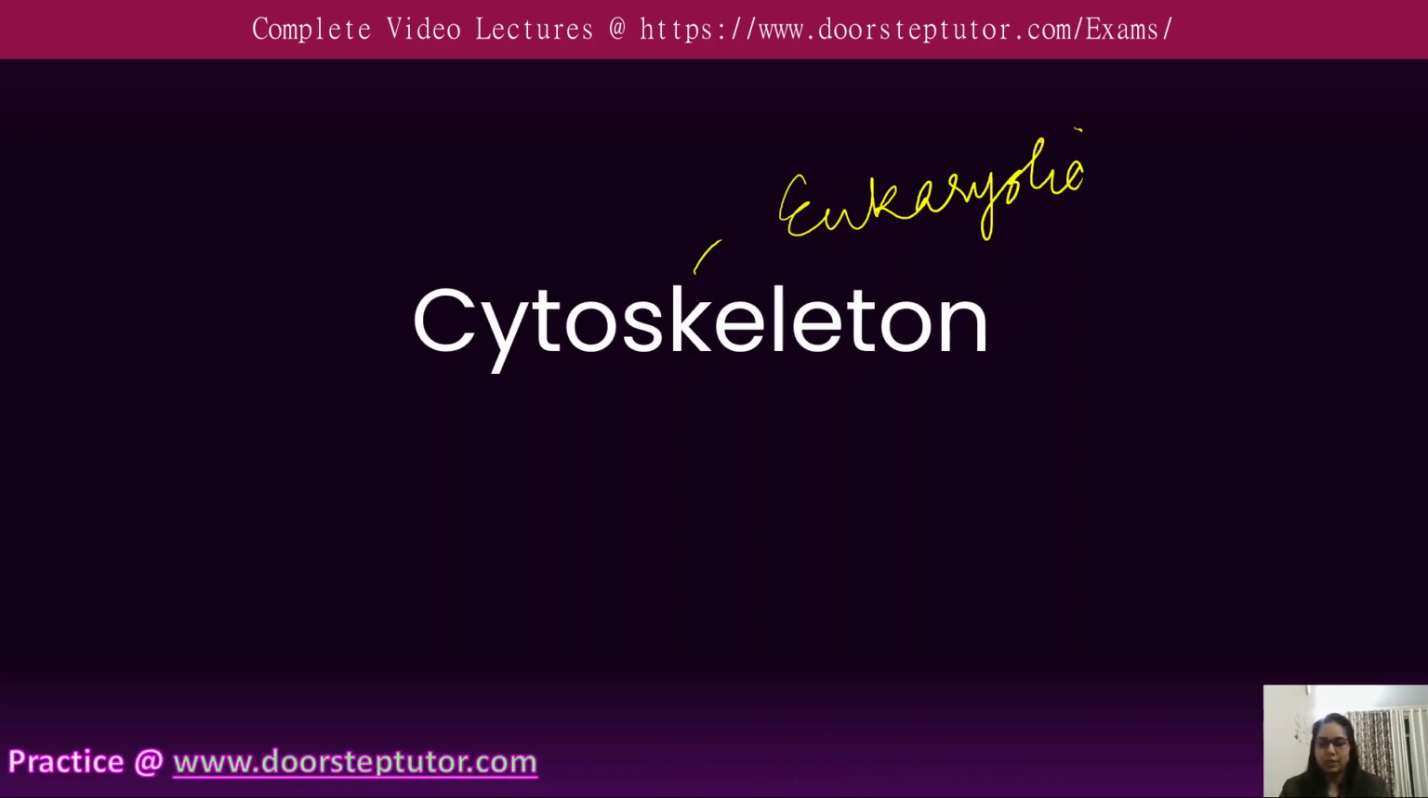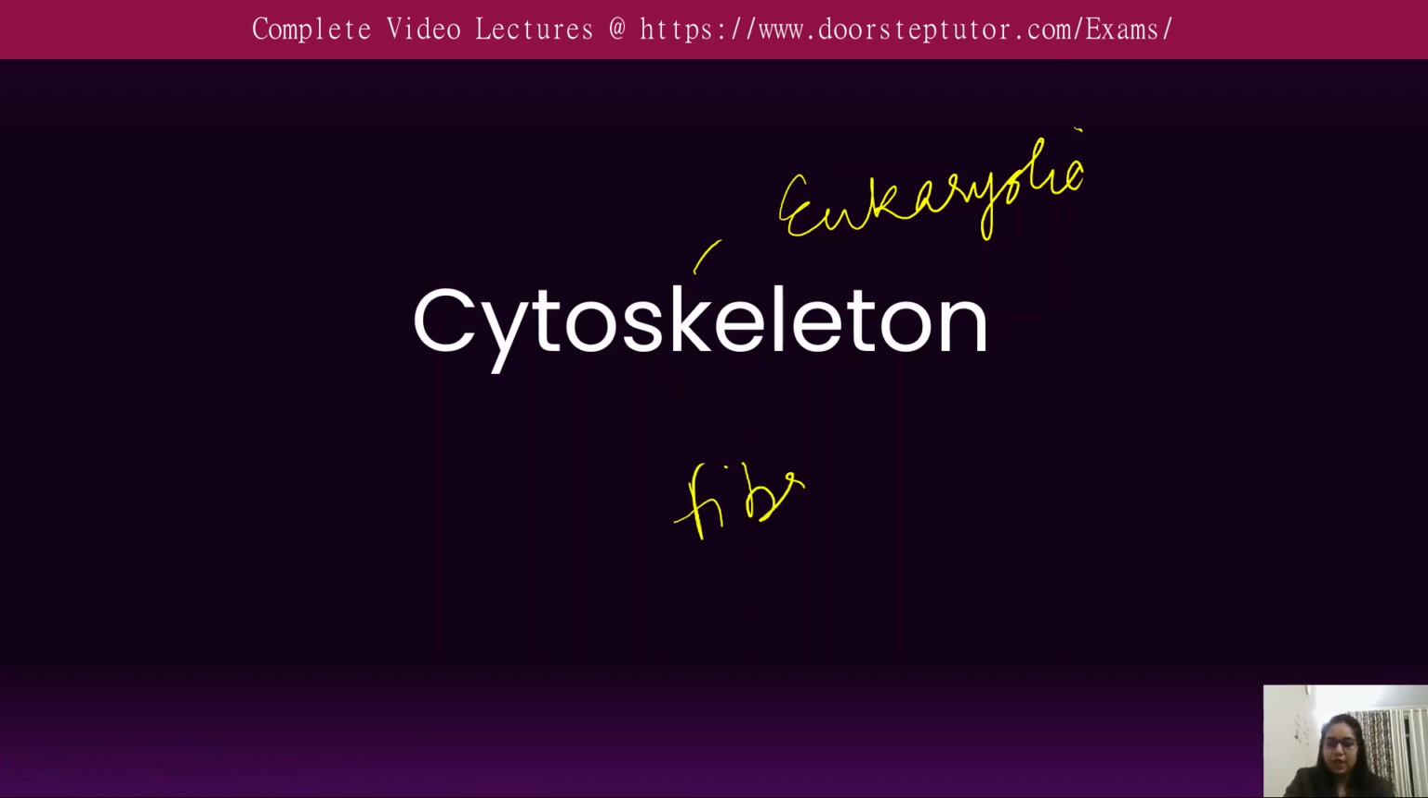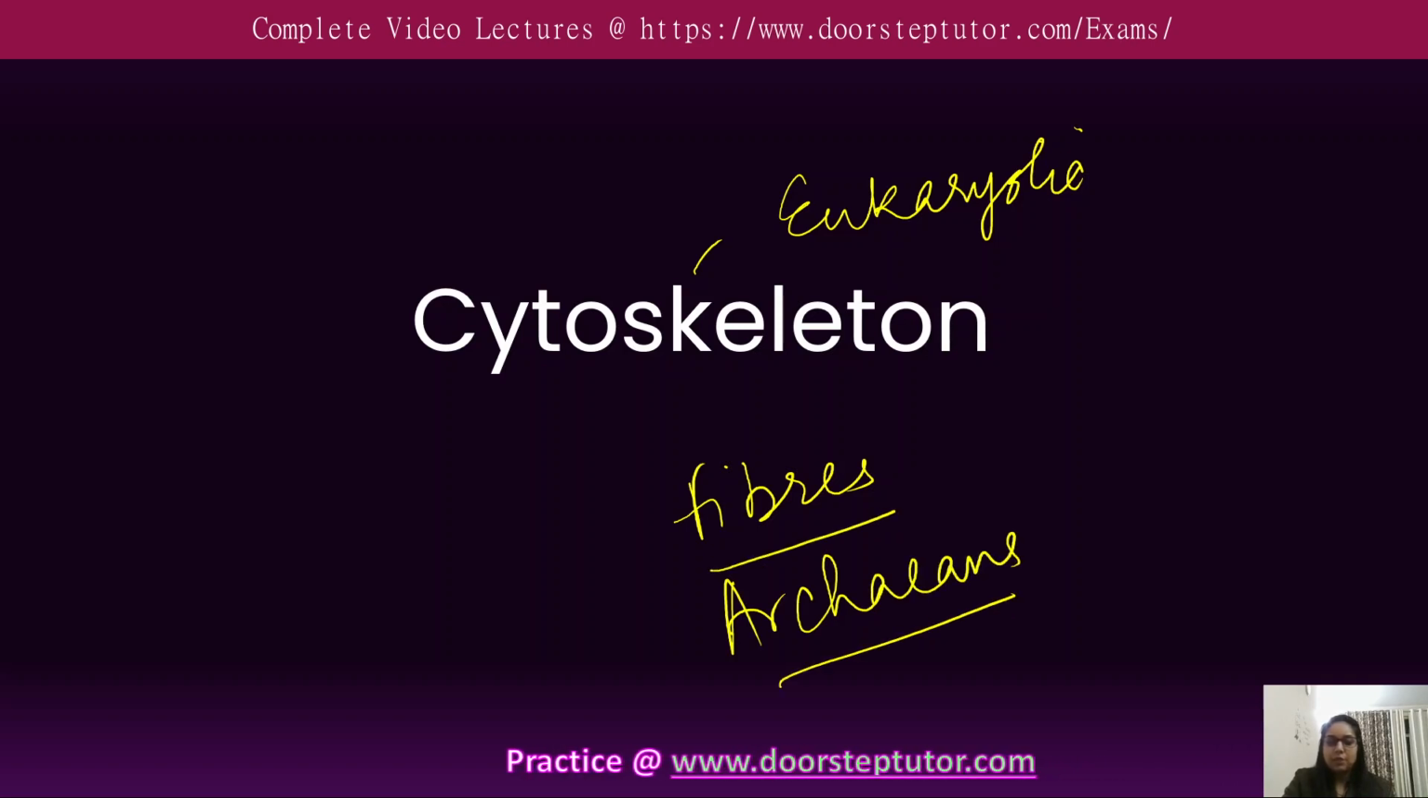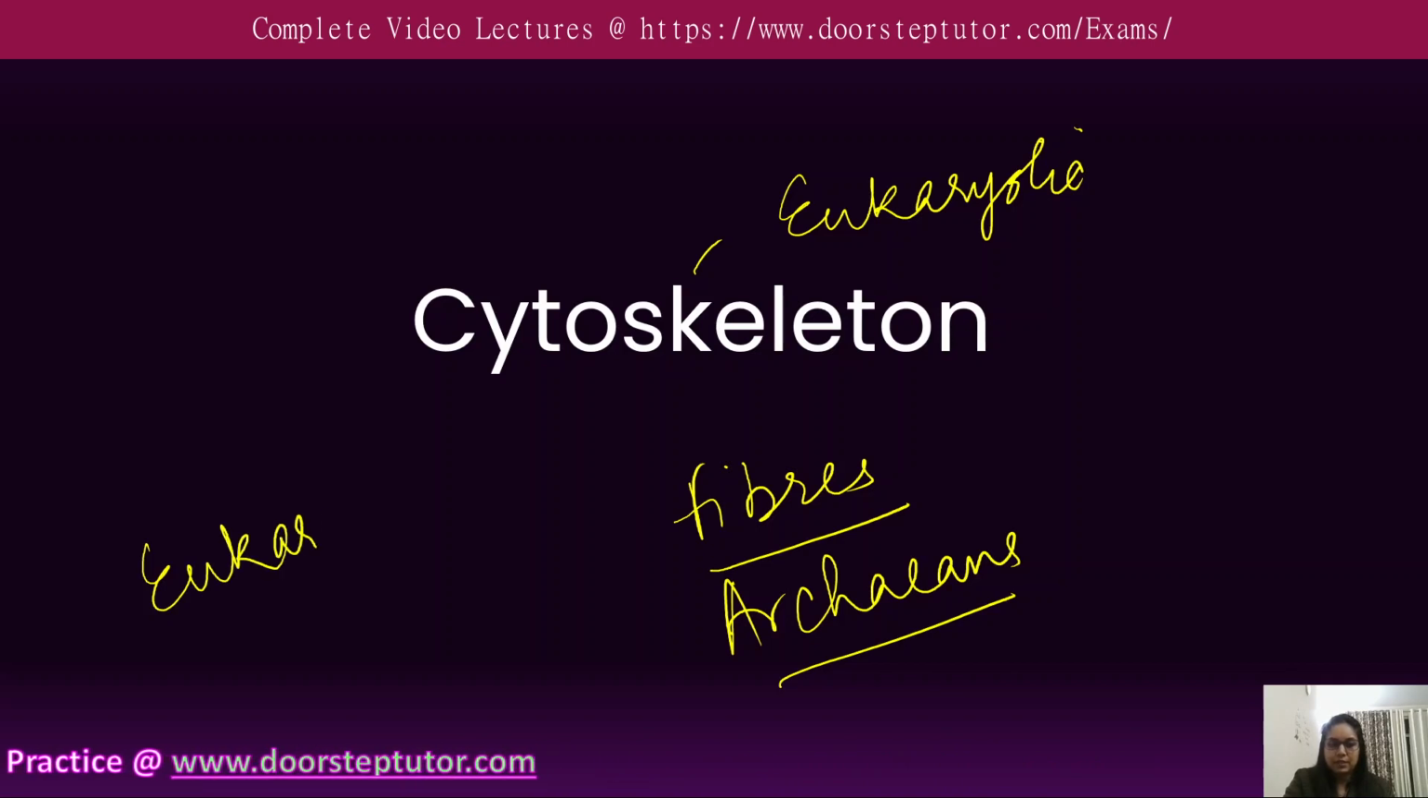in cell motility. So we can say that the cytoskeleton is basically a network of fibers forming in eukaryotic cells, prokaryotic cells, and in some archaeans also. But in the majority of cases, it is found in the eukaryotic cell.